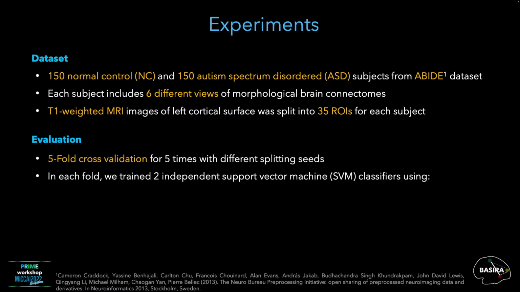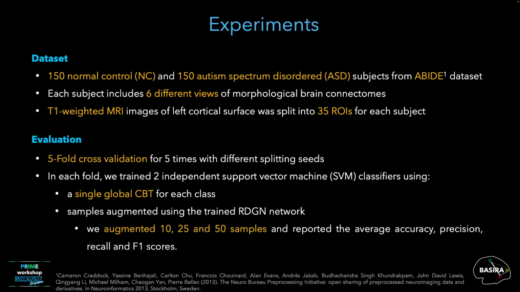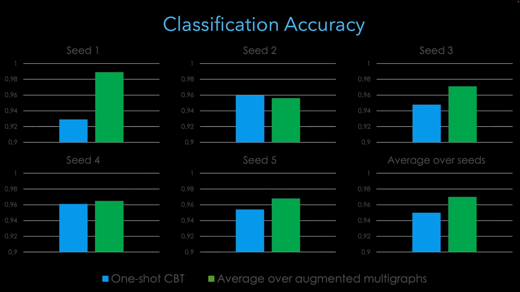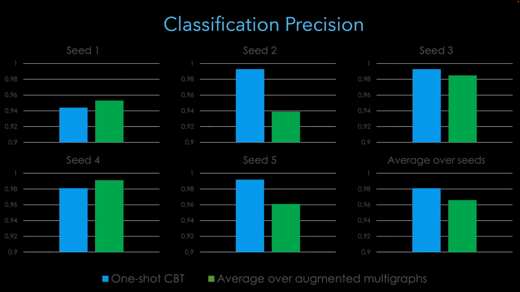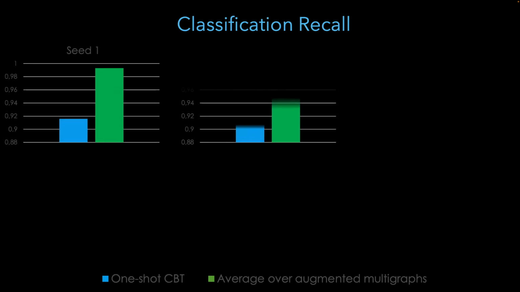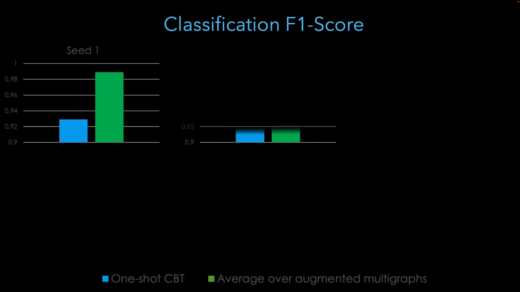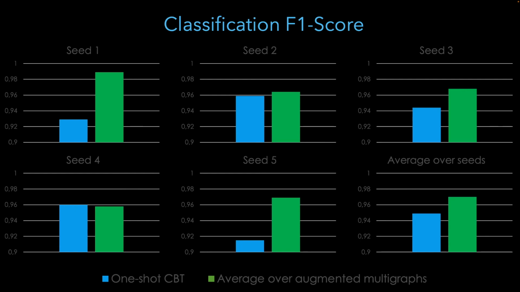In each fold, we trained 2 independent SVM classifiers using a single global CBT for each class and using the samples augmented by our trained RDGN network. We augmented 10, 25, and 50 samples and reported the average accuracy, precision, recall, and F1 scores. Here we present the comparison between 2 approaches, training using only 1 global CBT from each class and training using the samples augmented by our RDGN network. To further test the generalizability of our model, we repeated the 5-fold cross-validation 5 times with different seeds. While one-shot CBT is considerably enough to distinguish between ASD and normal control subjects, our framework further boosts the independent classifier performance in accuracy, recall, and F1 score by augmenting multiple multi-view brain connectomes using only 1 single-view CBT.